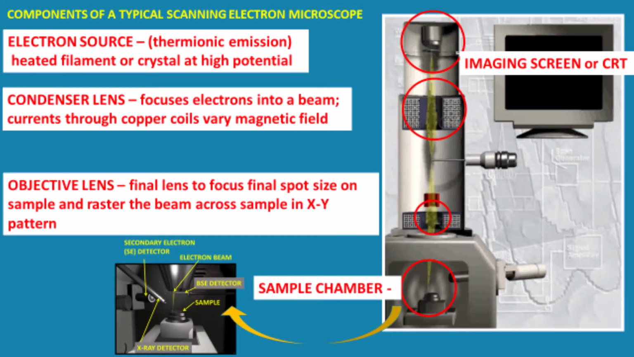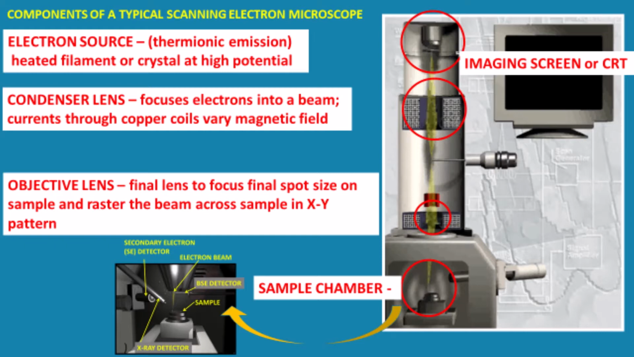The major components of a scanning electron microscope are depicted here. The electron beam originates from a fine filament wire or crystal held at high voltage. When heated, the electrons are emitted through a process called thermionic emission, and they are accelerated by the presence of a positive anode plate. The electrons are passed through the core of a condenser lens that consists of a series of copper coils or windings that control a magnetic field that focuses the electrons into a beam.